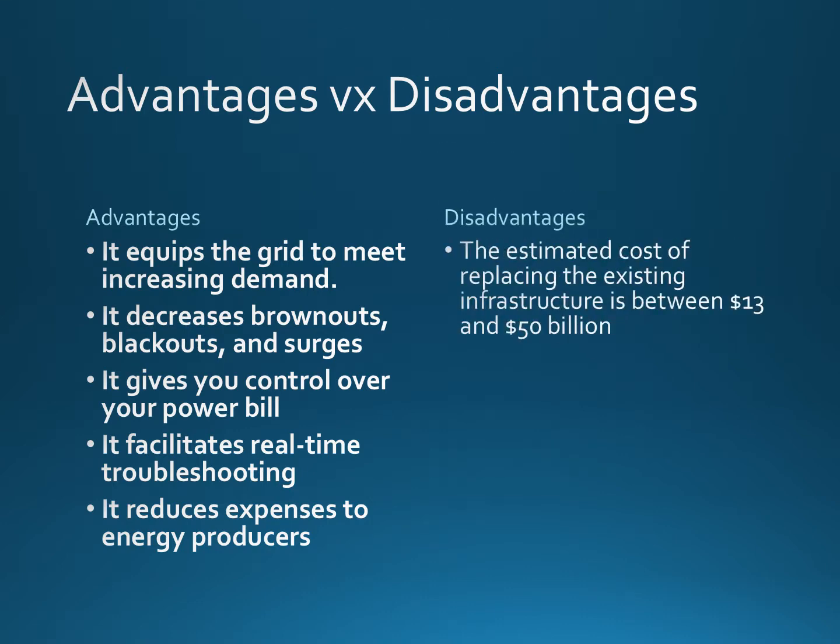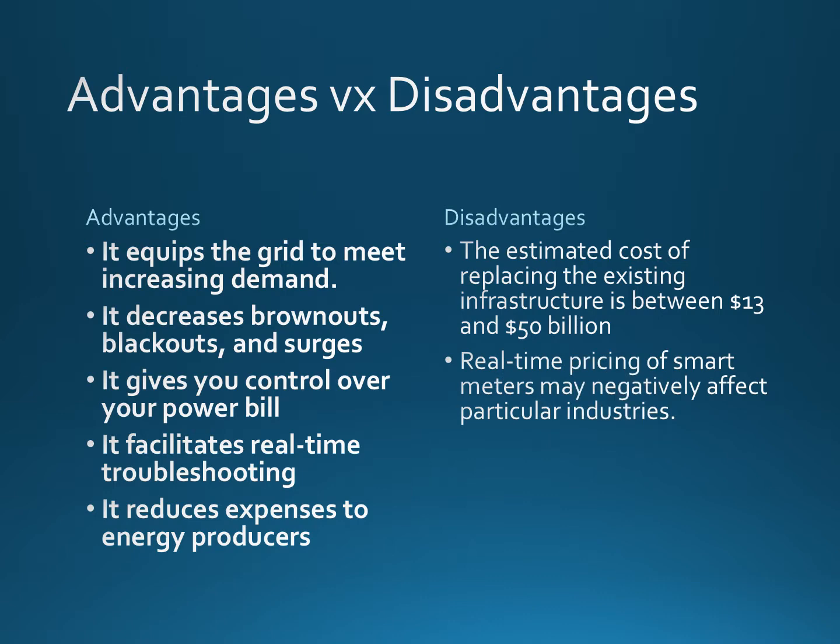Some of the disadvantages is the cost of replacing our existing electricity infrastructure. Now, it's been estimated that if this push comes forward with smart grid technology, it will cost about $13 to $50 billion to replace our current electricity infrastructure, which is quite costly. Another disadvantage people are saying is that the real-time pricing of smart meters may negatively affect particular industries.